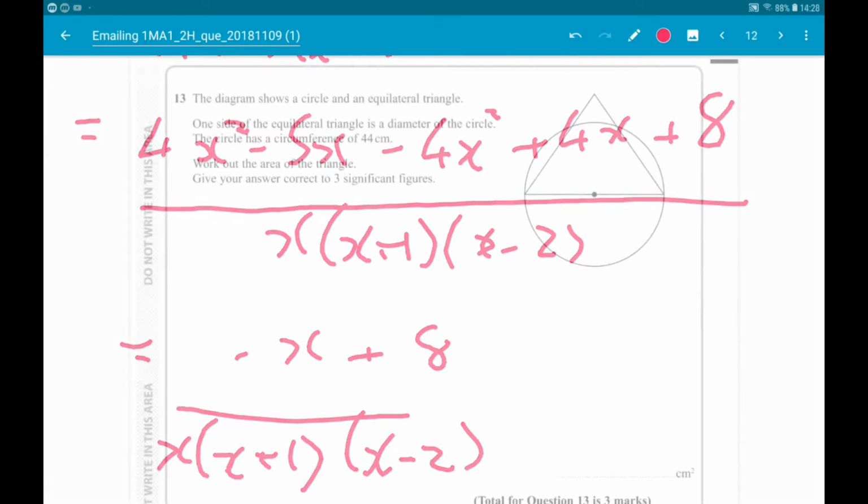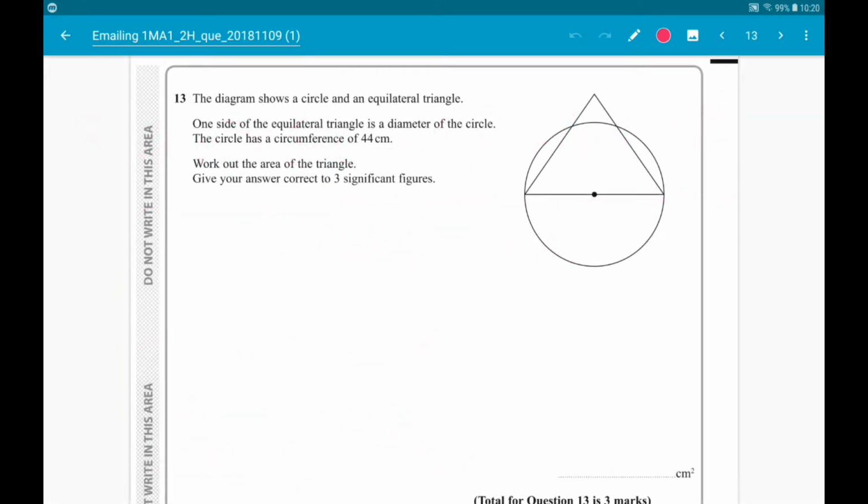Good times. Okay, number 13, the diagram shows a circle and an equilateral triangle. One side of the equilateral triangle is a diameter of the circle. The circle has a circumference of 44 centimeters. We want to work out the area of the triangle. Give your answer correct to 3 sig figs.